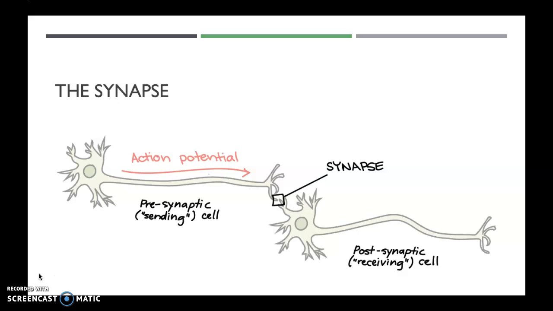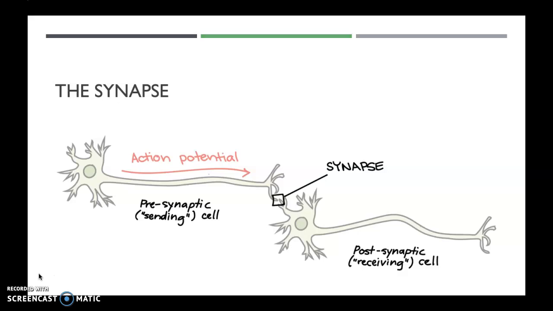Inside the axon terminal of the sending cell are many synaptic vesicles. These are membrane-bound spheres filled with neurotransmitter molecules. There is a small gap between the axon terminal of the presynaptic neuron and the membrane of the postsynaptic cell. This gap is called the synaptic cleft.